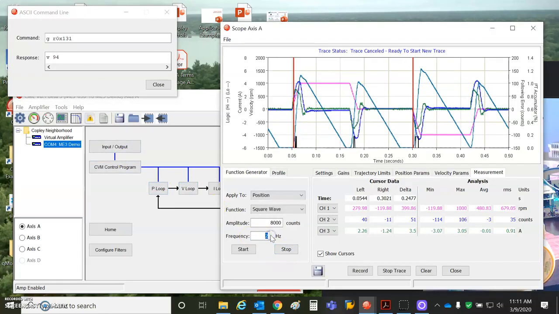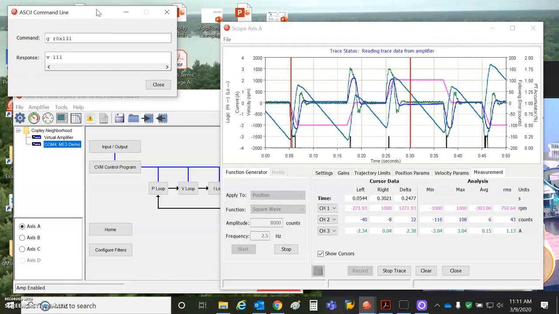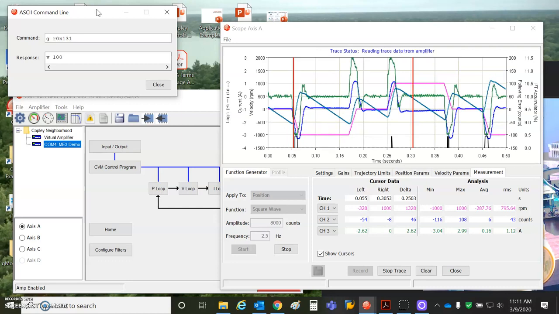If I increase this frequency, you'll notice that the RMS current will start to grow. And this is the danger zone. When you're above the 1 amp, you're going to start accumulating your I squared T limit. And then eventually you're going to get a following error and something bad's going to happen.